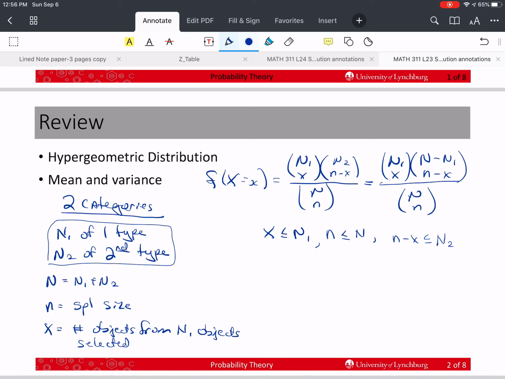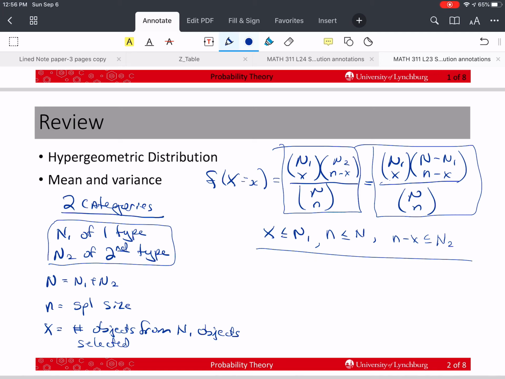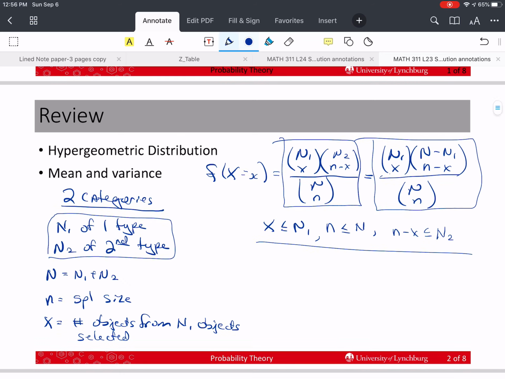A lot of times books will do this because then you have fewer parameters. You have N1, n, and x. You have fewer variables or fewer things to specify, right? So it is a little more efficient that way, but I was originally taught this way, and so whichever you prefer is fine. Anyway, there are some restrictions on x, n, little n, and n minus x as well.